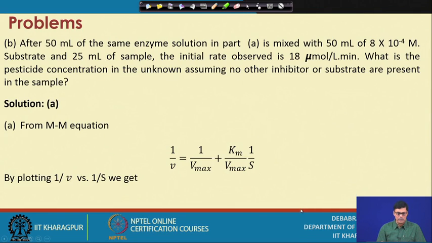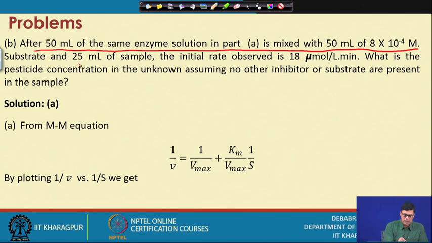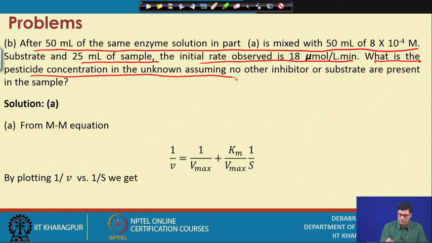Now, the second problem is very interesting. The second part is saying that 50 milliliter of the same enzyme solution of part A is mixed with 50 milliliter of the substrate and 25 milliliter of the sample. The initial rate observed is 18 millimoles per liter per minute. What is the pesticide concentration of the unknown sample, assuming no other inhibitor or substrate is present in the sample?